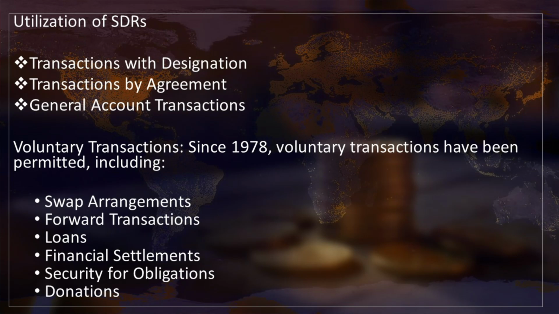Sometimes it happens as a voluntary transaction, because since 1978 voluntary transactions have been permitted, including swap arrangements, that is, exchanging SDR for currency or another asset with an agreement to reverse the exchange later. There is scope for forward transactions also, buying and selling SDR for future delivery at an agreed exchange rate. Those kinds of provisions are also there in the SDR.